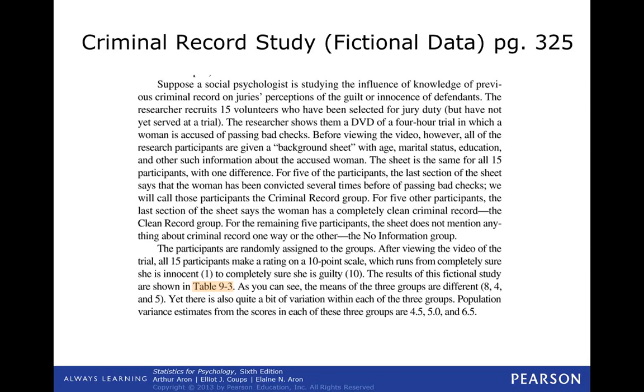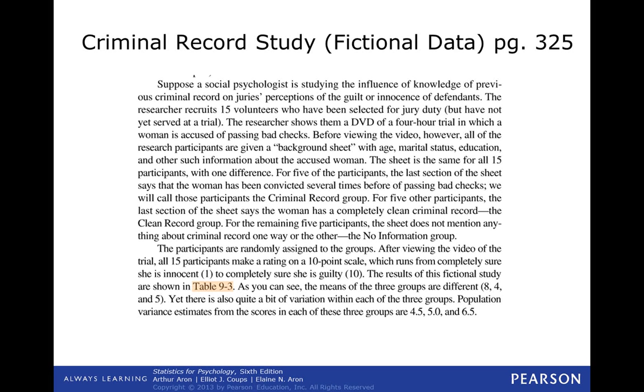So let's do an actual problem. If you want to follow along with your textbook, this example comes straight out of the book on page 325. So, suppose a social psychologist is studying the influence of knowledge of previous criminal record on juries' perception of the guilt or innocence of defendants.